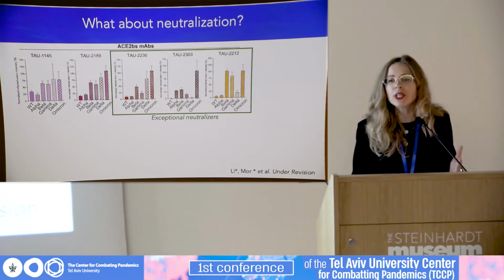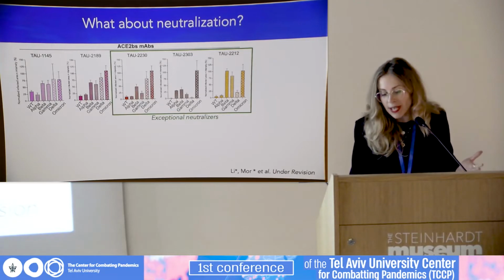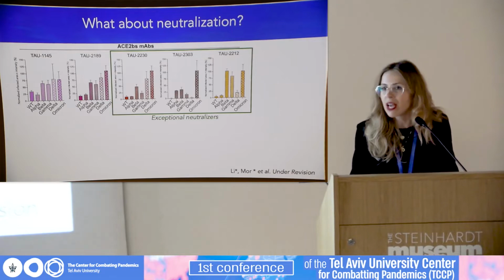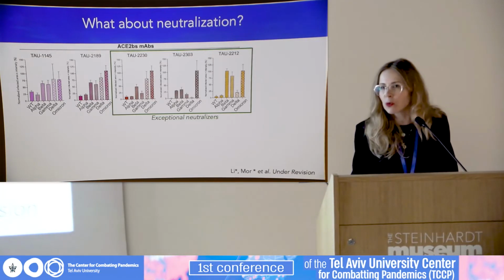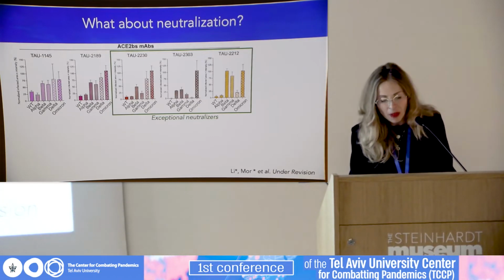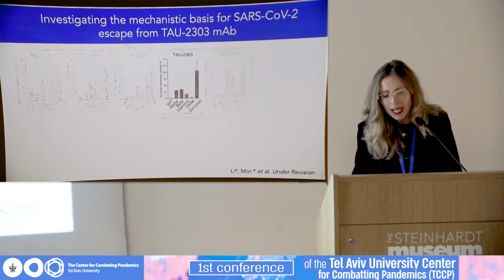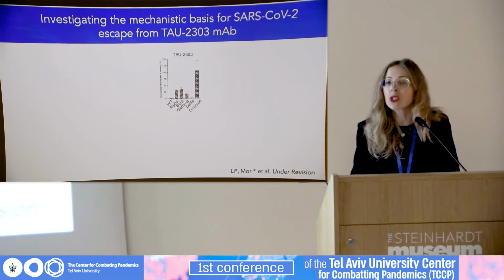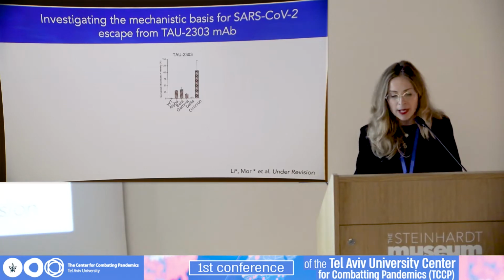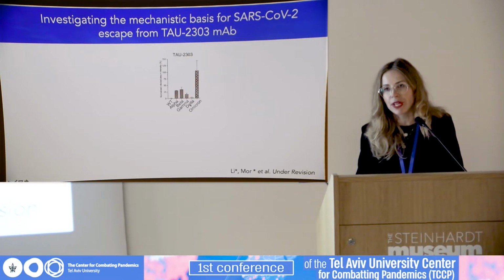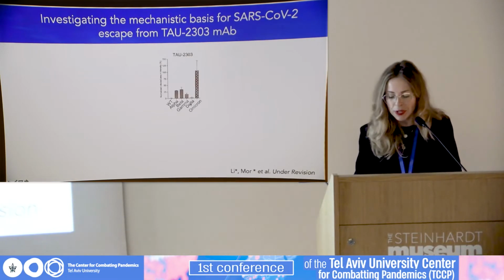So we were wondering, what is the mechanism? And of course, it has a lot of implications for people who were infected with wild-type virus. Now, how can they be infected with omicron? Well, they can. Now, we focused on one antibody. This is antibody tau2303. This was one of our best neutralizing antibodies, and it also was the only one in its group that could neutralize the Delta variant very effectively. So it was interesting for us.